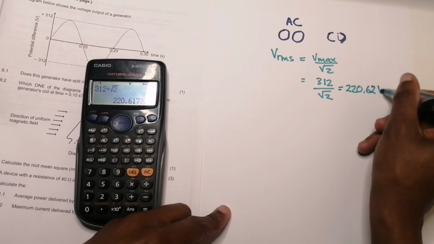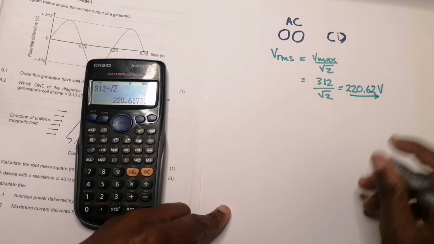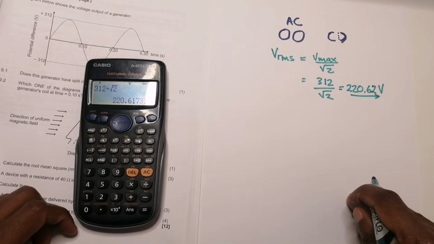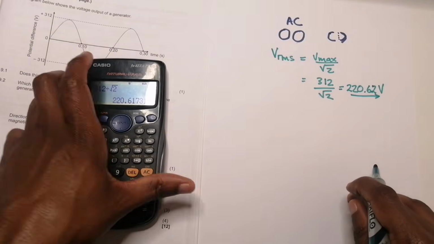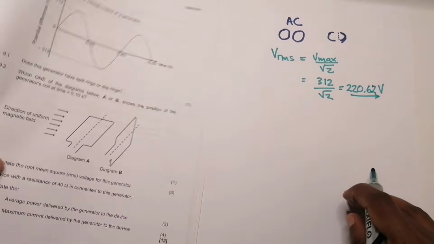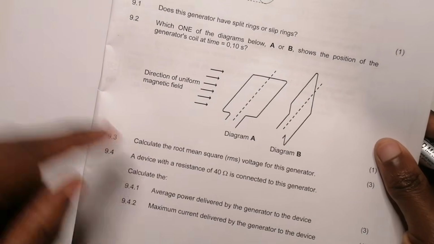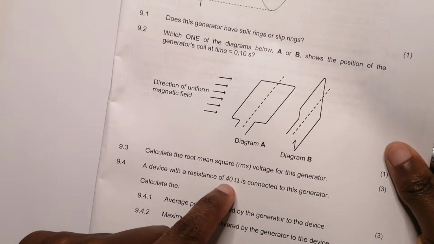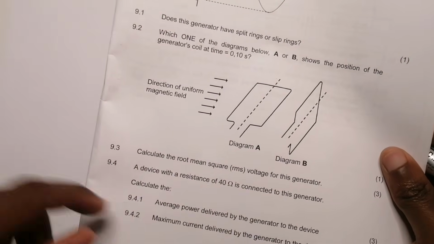220.62 volts. Right, that's our RMS value. And then they say to us, a device with a resistance of 40 ohms is connected to this generator.